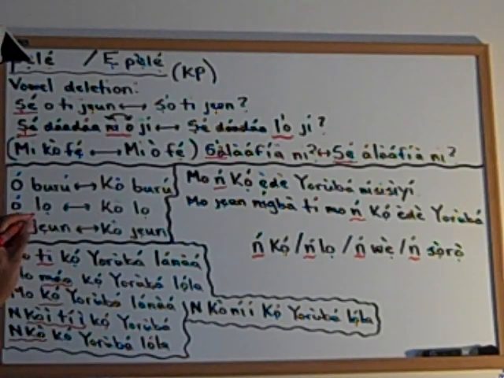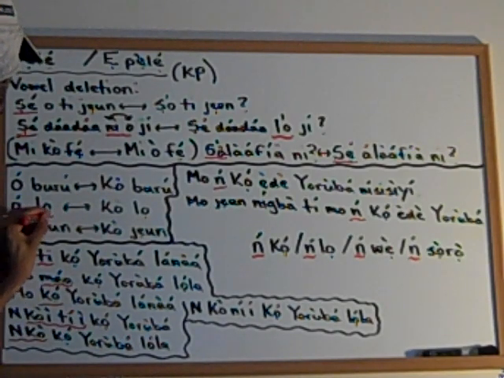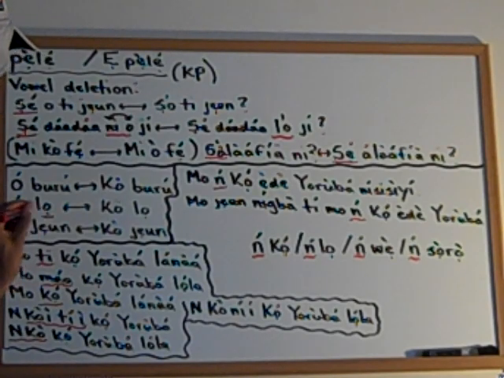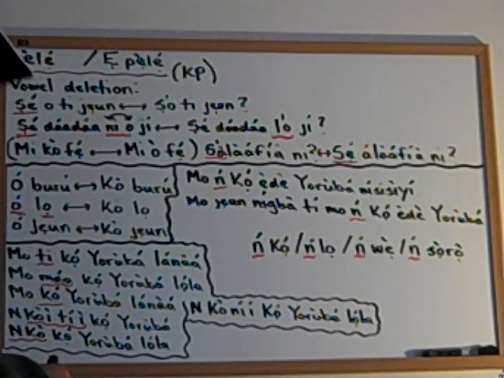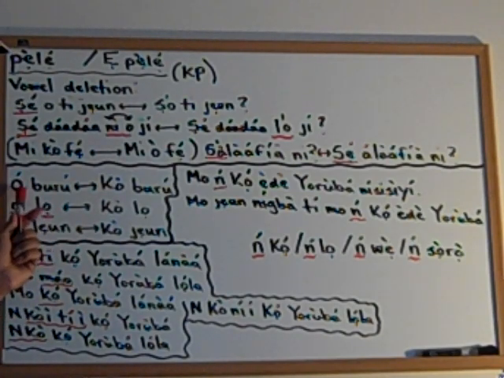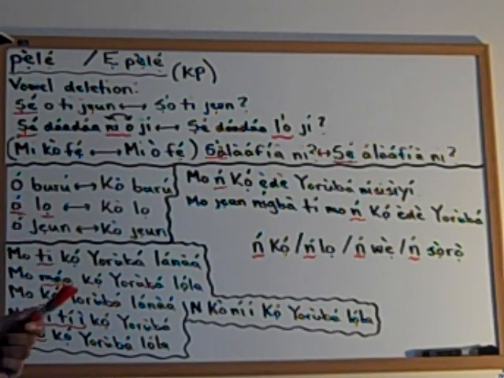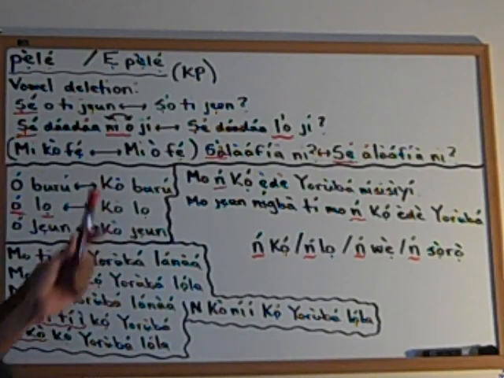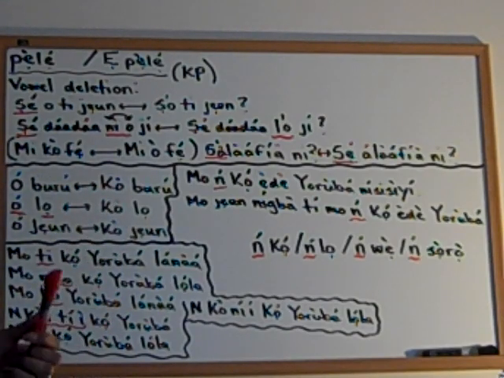Still trying to get used to this, because see, this is different. Like this O, and you have this O here with the mark under it. This is like O, and then this O here is like a different O. So you have to be careful with those. All right. So normally, when it's negative, you just completely drop off this O here, and then you have ko. All right.